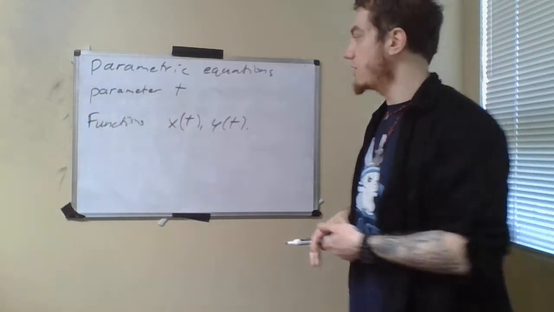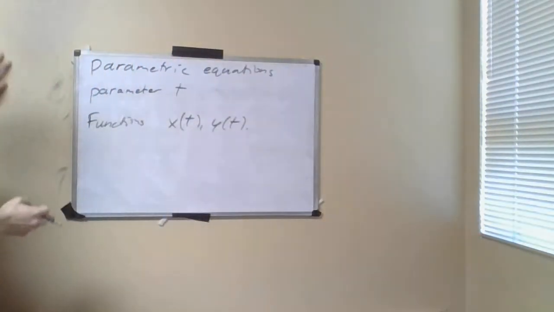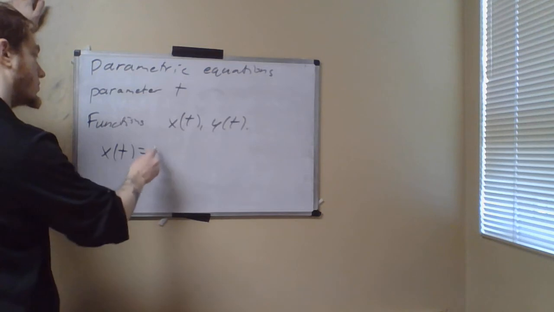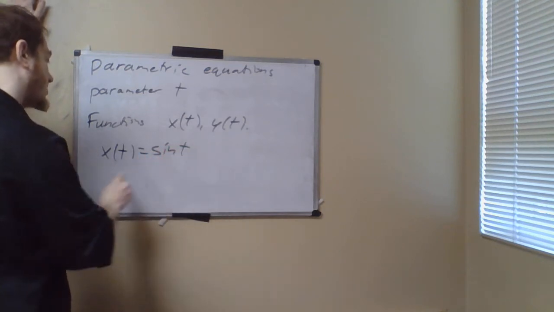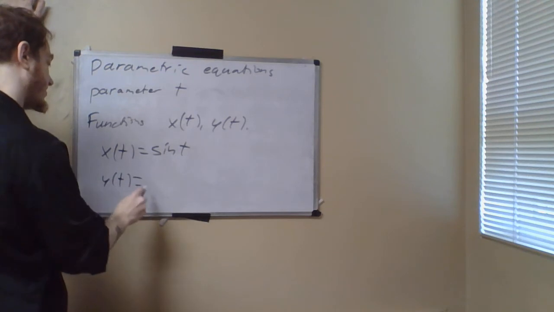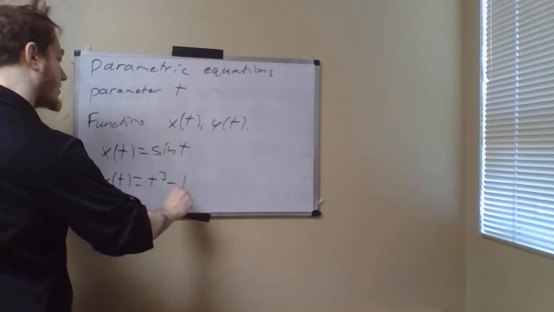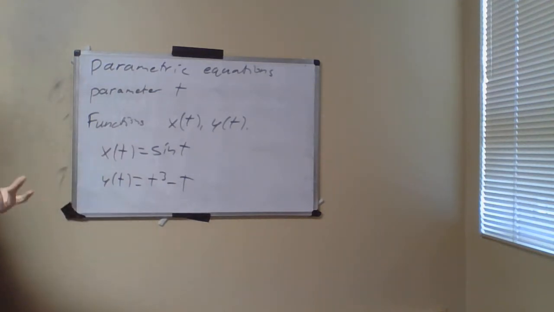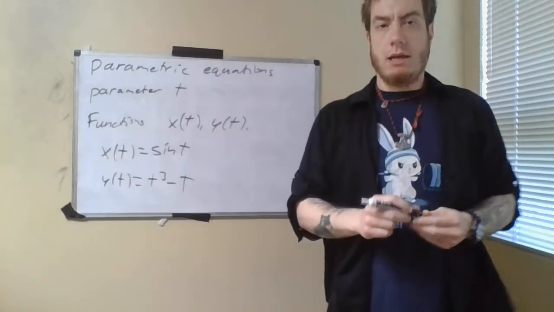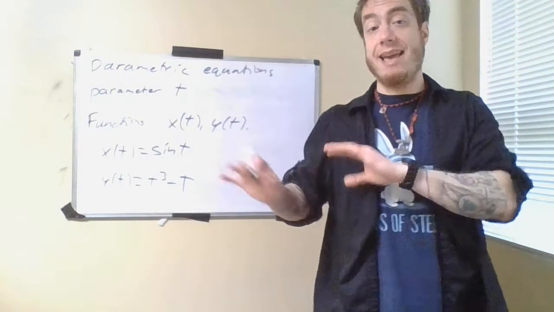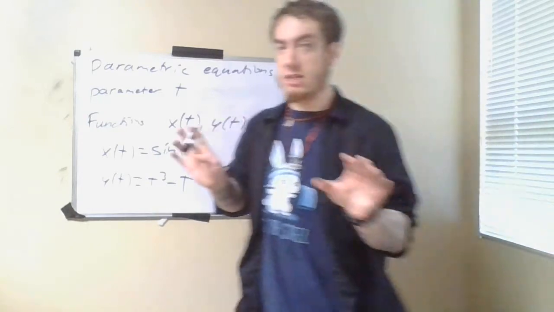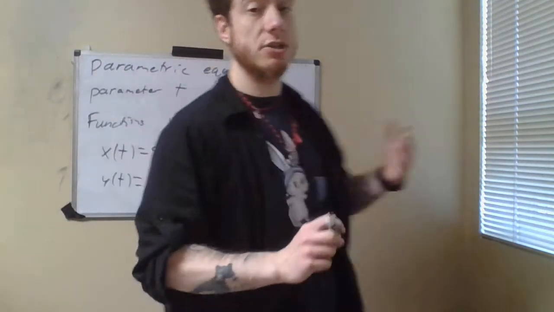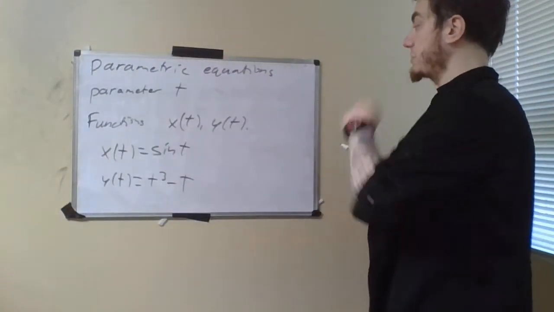And that's it. So, for instance, a system of parametric equations could have something like x of t is equal to the sine of t, and y of t is equal to t cubed minus t, or something like this. So we have two different quantities here that both depend upon t. And that's it. That's all parametric equations are. Everything else I'm going to say today is going to be about kind of intuitively understanding what is going on here.